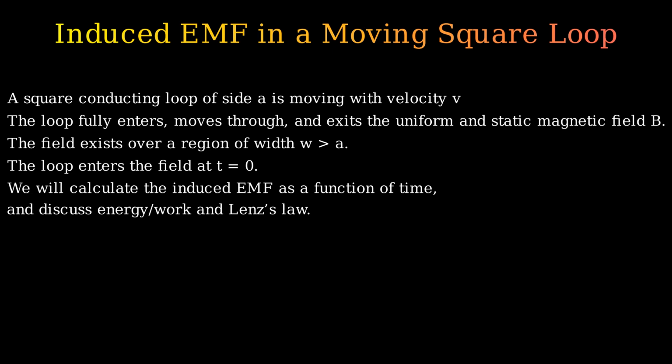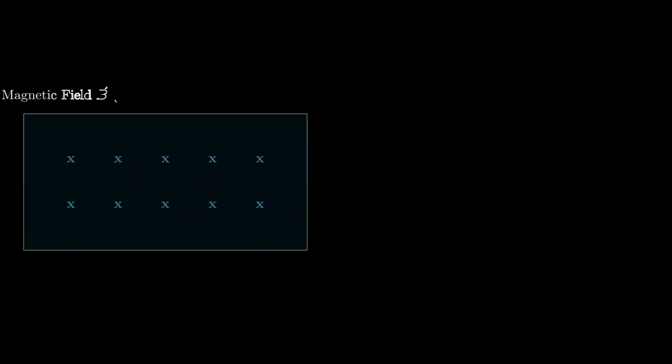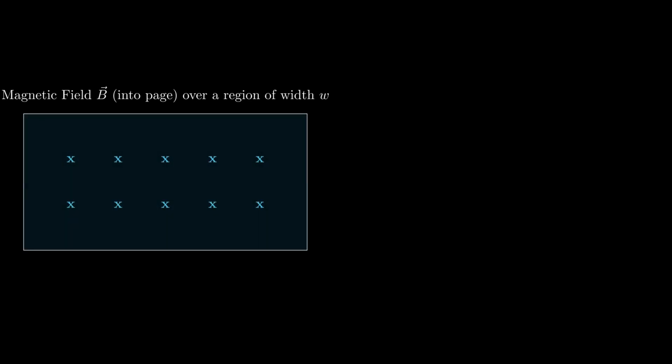magnetic region. We will calculate the induced EMF as a function of time, explore the direction of the induced current using Lenz's law, and understand how energy is conserved in the process. A square conducting loop of side A moves with constant velocity v into a region where a uniform and static magnetic field B is directed into the page.